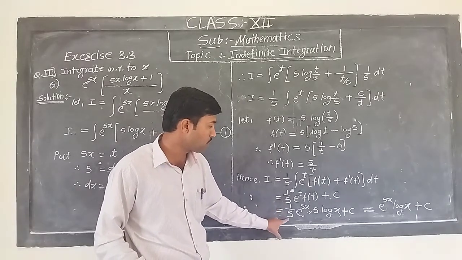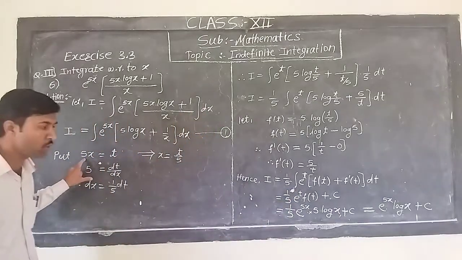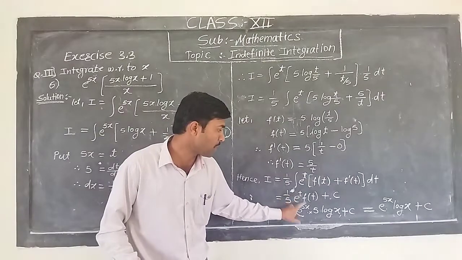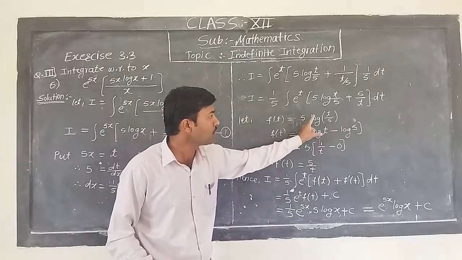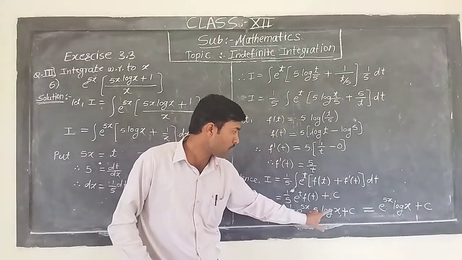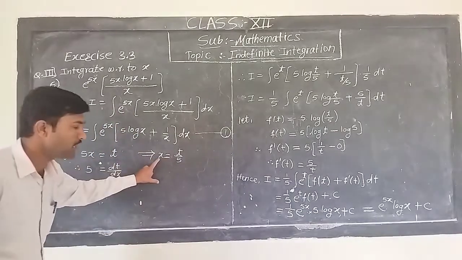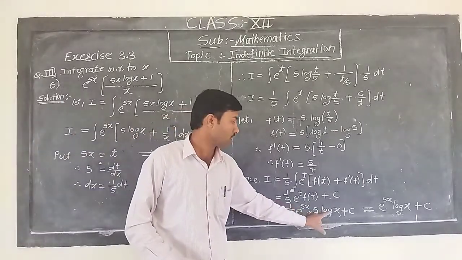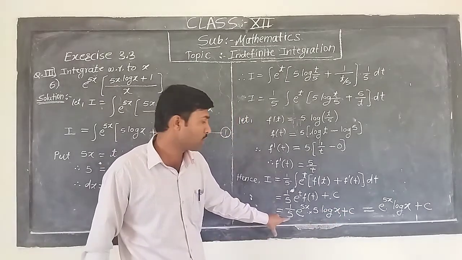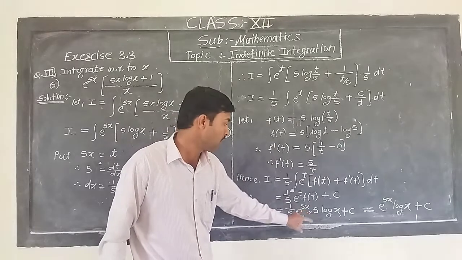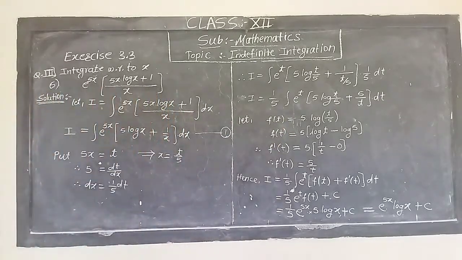Hence, 1 upon 5 into the substitution for t, which is 5x, so this term will be e raised to the power 5x into f of t. What is f of t? f of t is 5 log of t upon 5. But t upon 5 means x, so it will be log x plus c. So this denominator 5 gets cancelled with this numerator 5, and the remaining terms are e raised to 5x into log x plus c. Here is the solution for this.